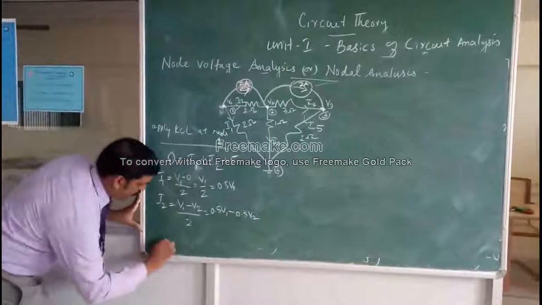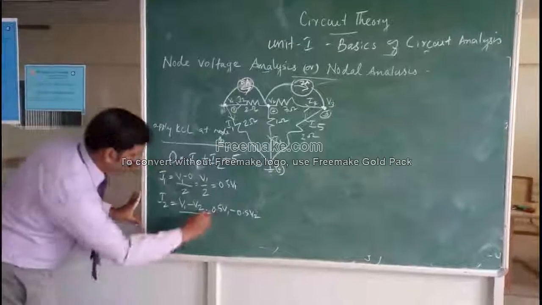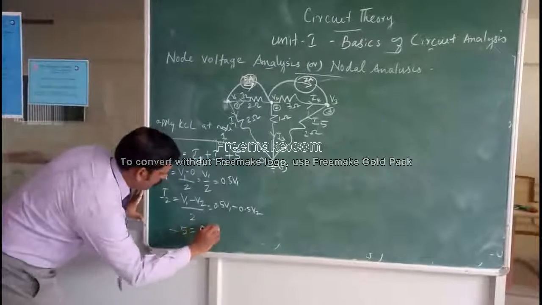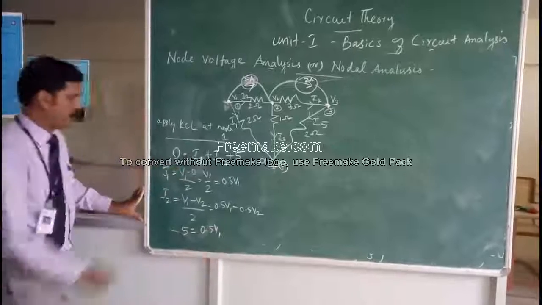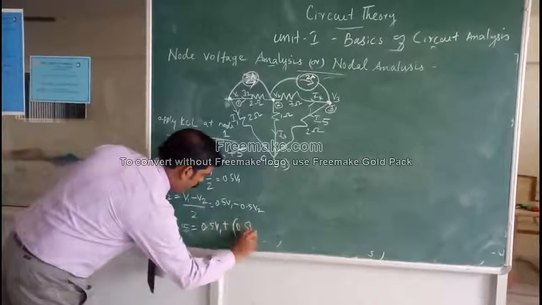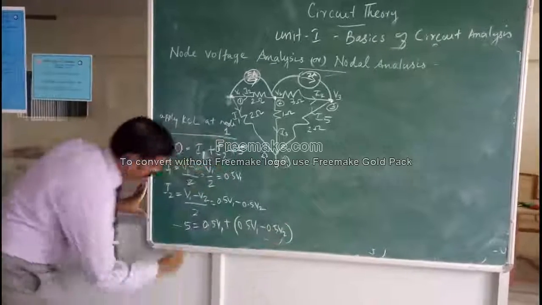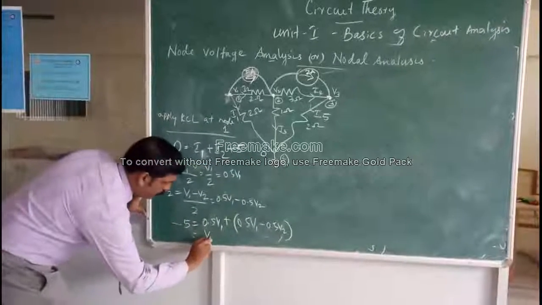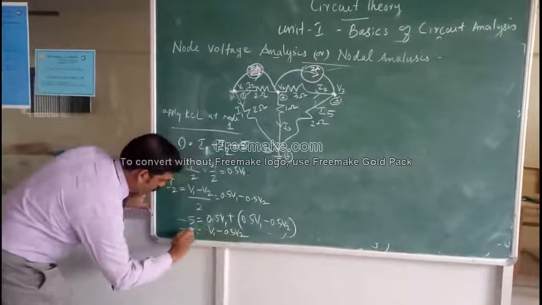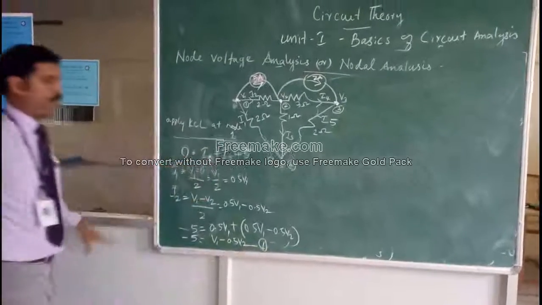Now we can simplify this. So minus 5 is equal to 0.5 V1 plus 0.5 V1 minus 0.5 V2. So it is V1 minus 0.5 V2 equal to minus 5. That is your first equation.